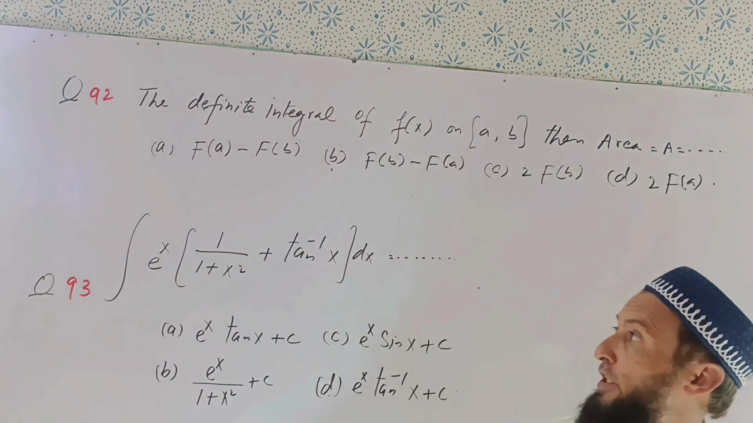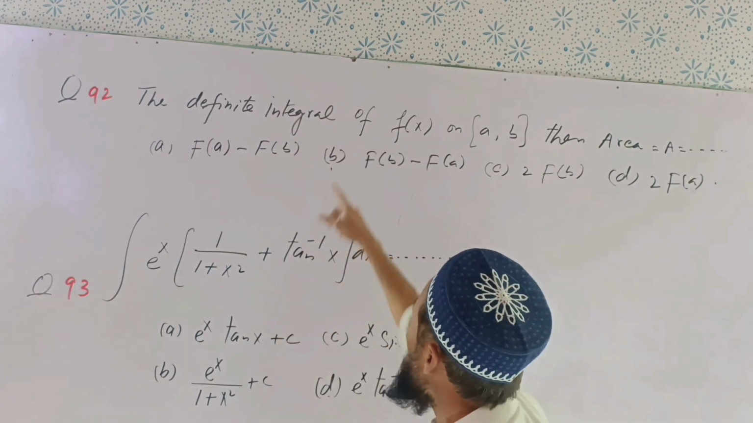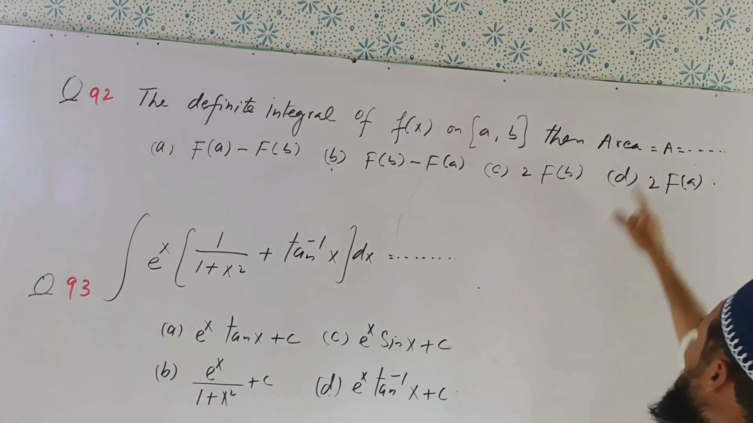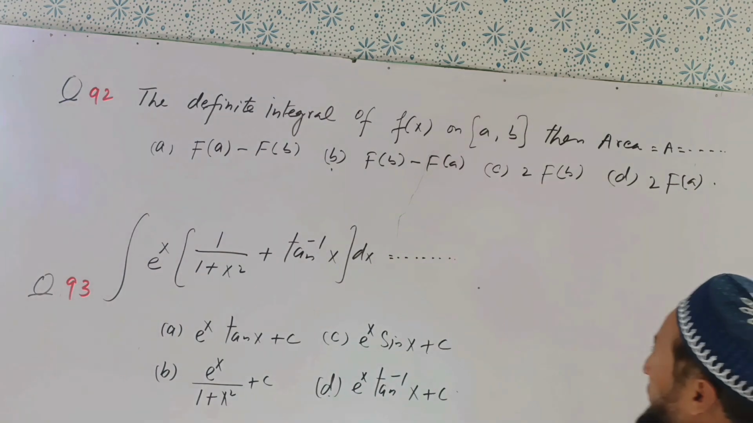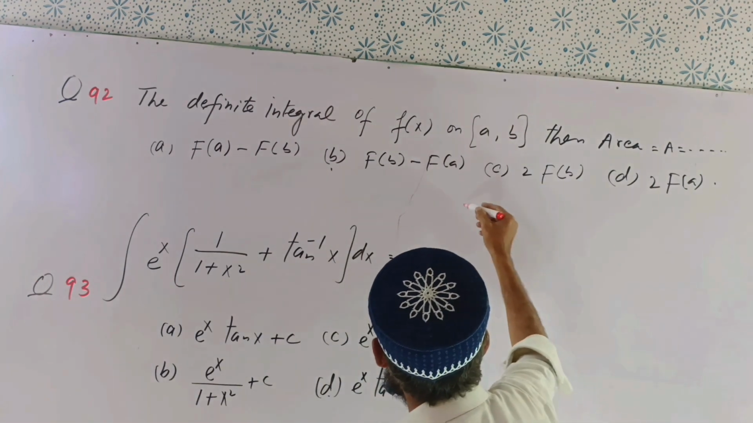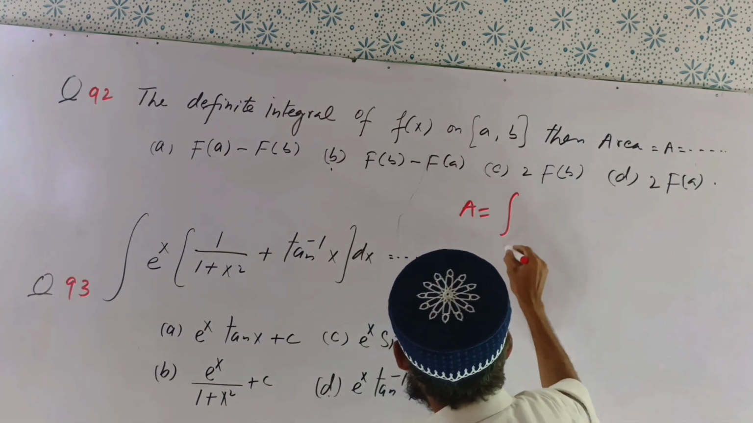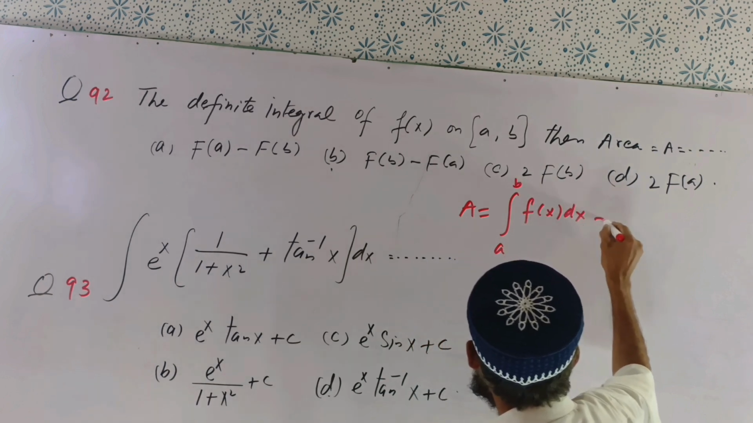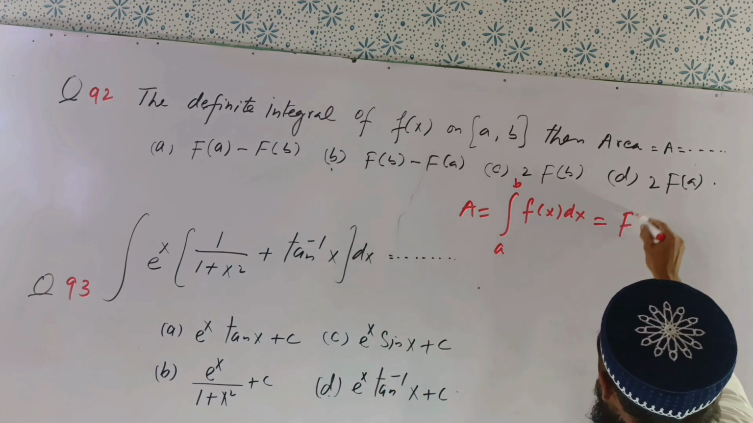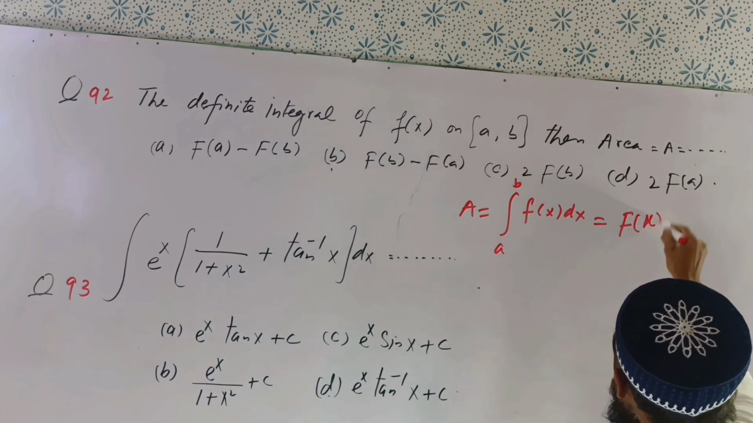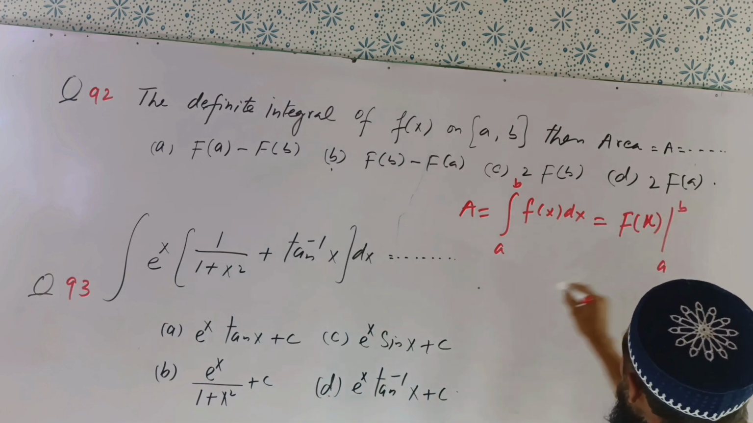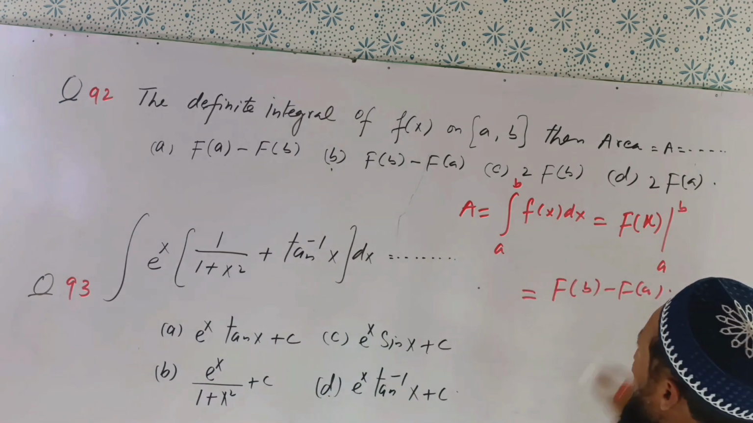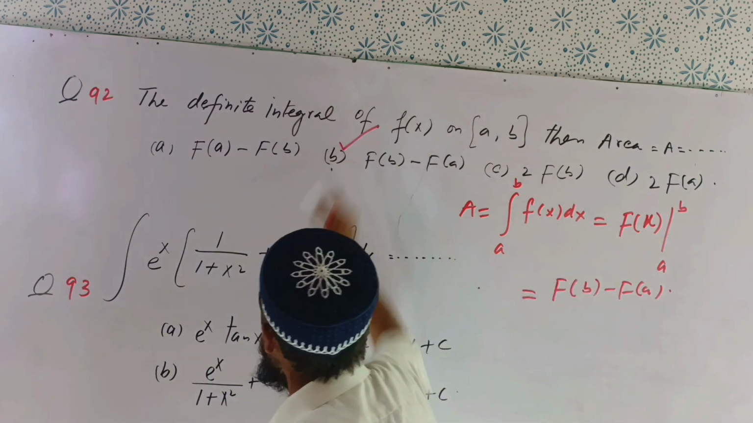Question number 92: the definite integral of f of x on the closed interval a to b, what will be its area? As we know, for the closed interval, the area is equal to the integral from a to b of f of x dx. If we find this result, we substitute the result: f of b minus f of a. So option B is the correct option.